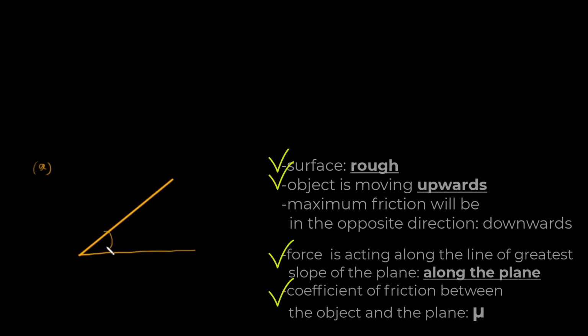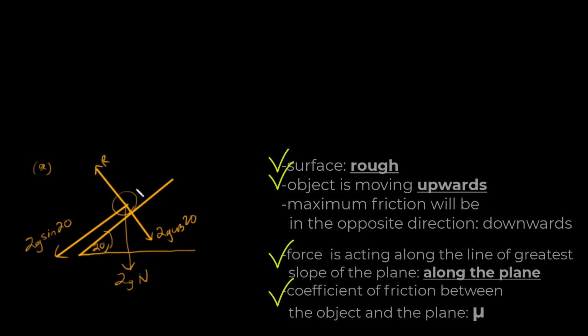So what we know is this is 20 degrees. The mass of the object is 2 kg. So this is 2g Newton. So this would be 2g sin 20, and this would be 2g cos 20, and this would be the normal reaction force. That means there are no other components. Of course, it is being pulled up.